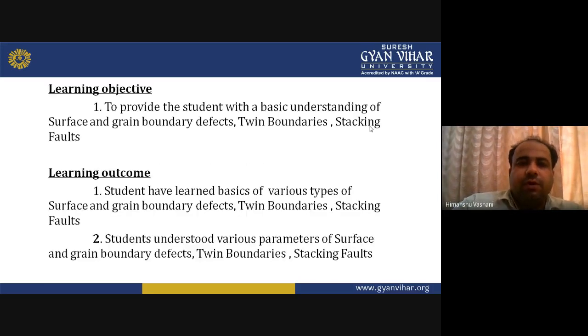So today's objective is that the student should have a basic understanding of all these three kinds of defects and boundaries: the surface and grain boundary defects, twin boundaries, and stacking faults. The outcome will be that students have learned the basics of surface and grain boundary defects, twin boundaries, and stacking faults and the various parameters affecting them.